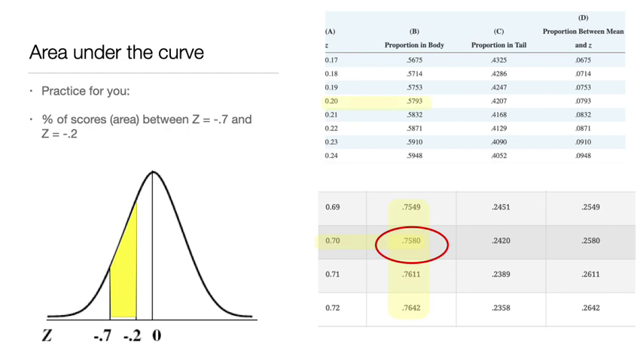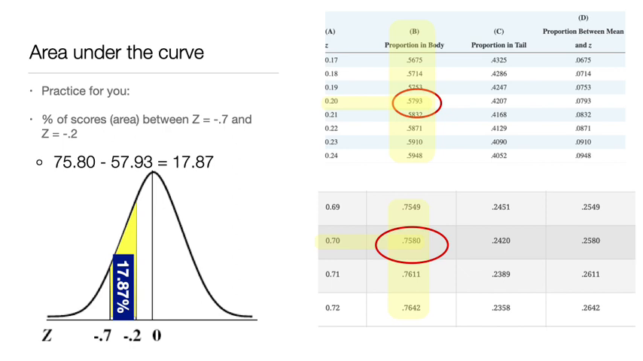The next thing I'm going to do is look up that -0.2. And again, I'm going rogue here. We've got to be consistent. So I'm going to subtract out that percent in the body of that 0.5793. That's everything to the right of the negative 0.2. That leaves me with just the little piece that I'm really interested in. So I'll take that 75.80, I'll subtract the 57.93, and that gives me 17.87% area under the curve.